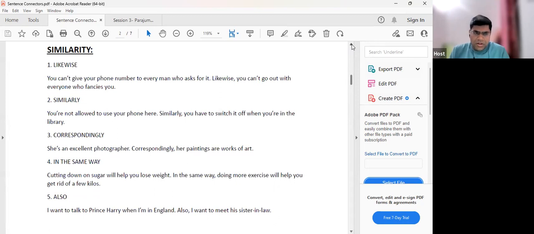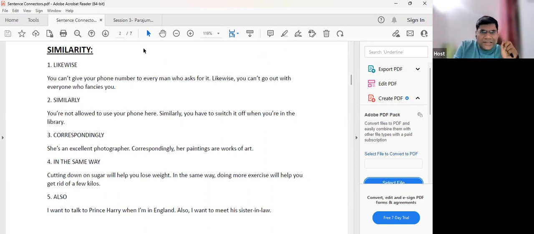Similarly, you are not allowed to use your phone here. Similarly, you have to switch it off when you are in the library. So यहाँ पे use नहीं करना है, library में भी use नहीं करना है. She is an excellent photographer. Correspondingly, her paintings are works of art. In the same way also. So not perfect sentences, but somehow they give you a gist of how things work.